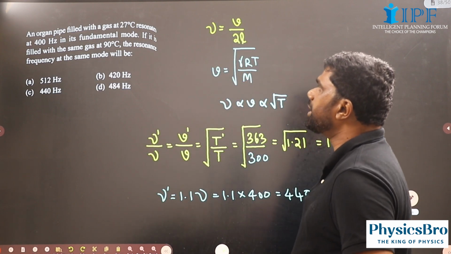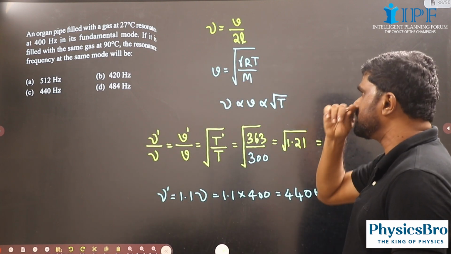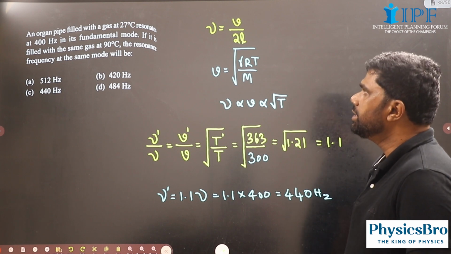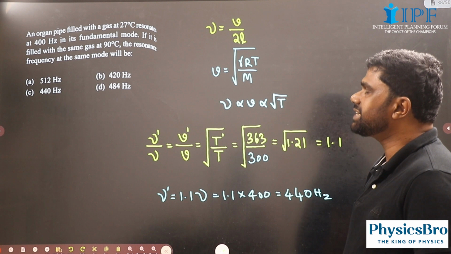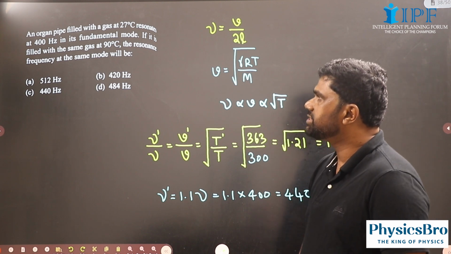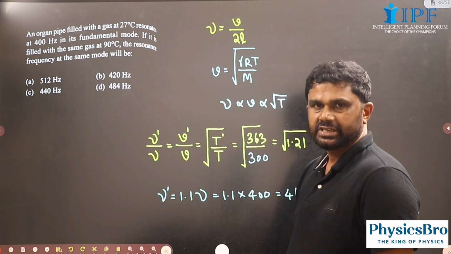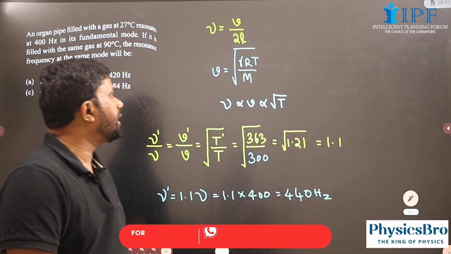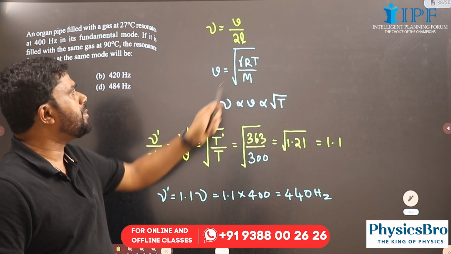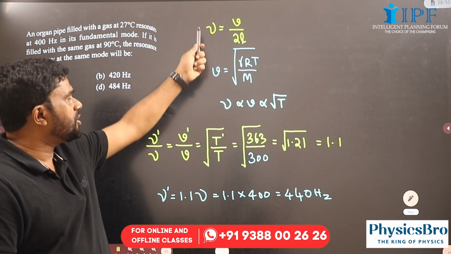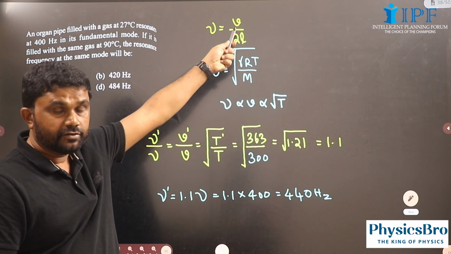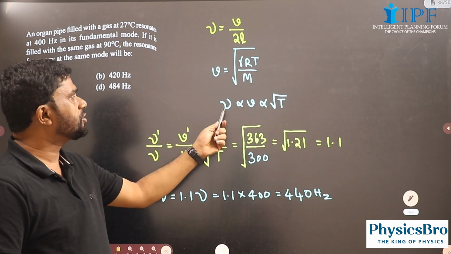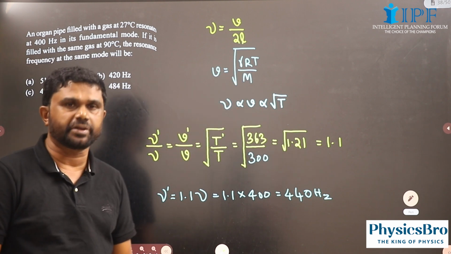Next, an organ pipe filled with gas at 27 degrees Celsius resonates at 400 Hertz in its fundamental mode. If it is filled with the same gas at 90 degrees Celsius, the resonant frequency at the same mode will be? See, resonant frequency for an open pipe is V by 2L, and V is given as root of gamma RT by M. Children, frequency is directly proportional to speed, which in turn is proportional to square root of temperature. So we can say frequency is directly proportional to square root of temperature.